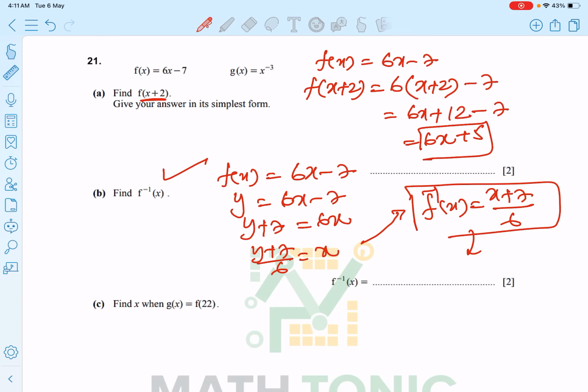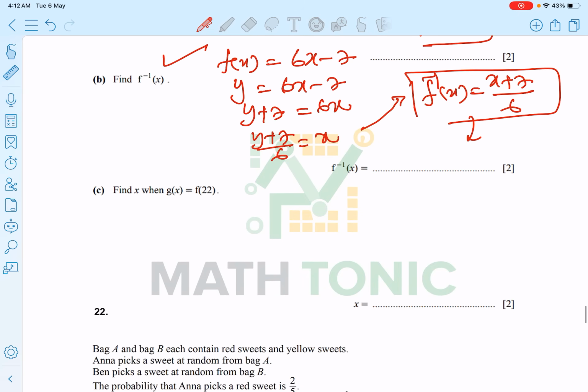So listen, I'm assuming that you know the basic concept, so I'm doing this very fast. If you think I'm going very fast, pause the video, see the solution and try to understand this, okay? Or even just make the video very slow.